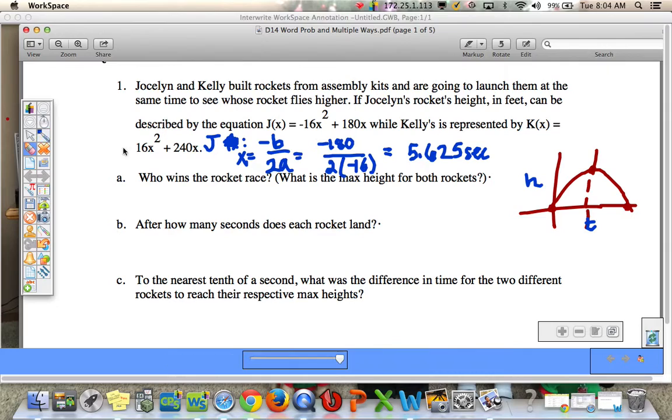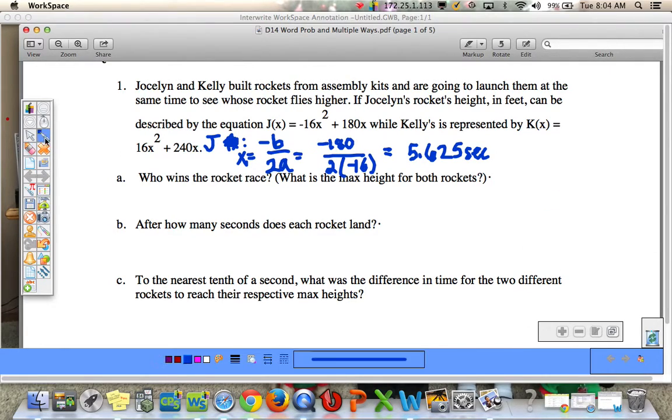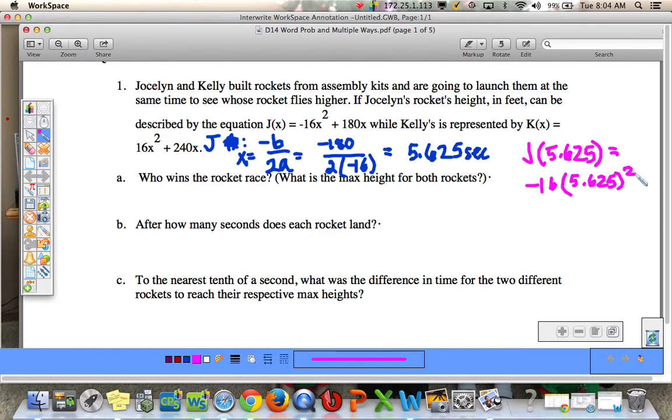So let's plug into the function to find the height. So her height, Jocelyn's height at 5.625 would be negative 16 times 5.625 squared plus 180 times 5.625. Okay, so we're just plugging into our function with the height. And if you do that, you should get 506.25 feet. If I did that correctly. Hopefully I did. Okay, so there is Jocelyn's height at her vertex.